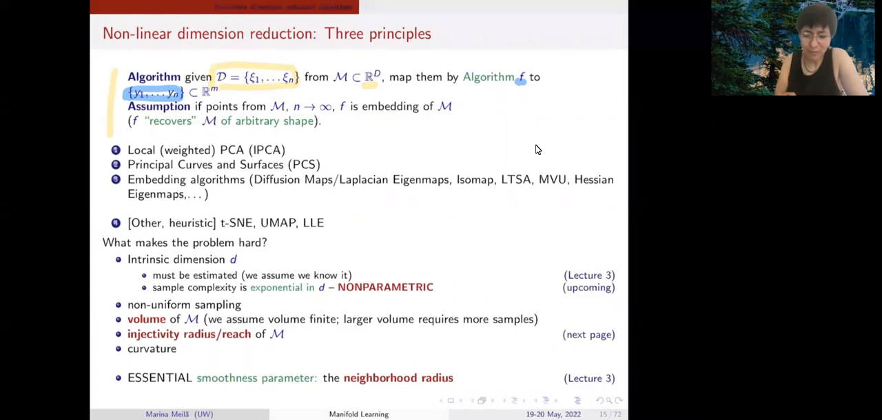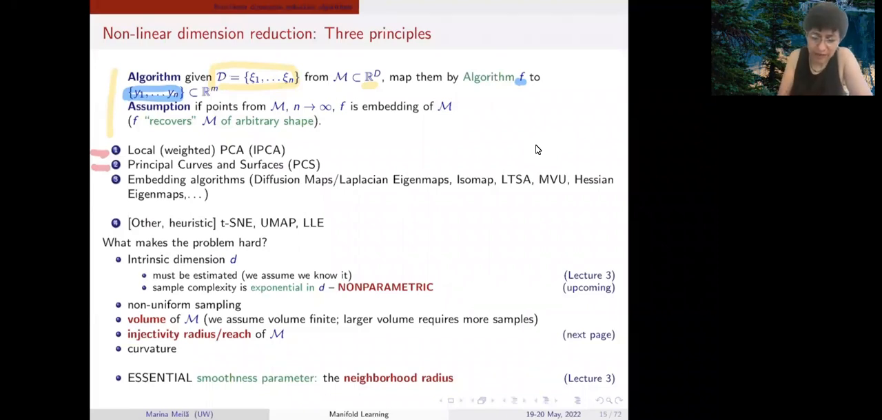Okay, there are three big principles for every relevant manifold learning algorithm. One idea is to do something that we have known for a long time: let's do principal component analysis locally around the point, and that will map the point in RD smoothly. The second one is called principal curves and surfaces. And this is actually a very interesting algorithm. I'm going to present all three.